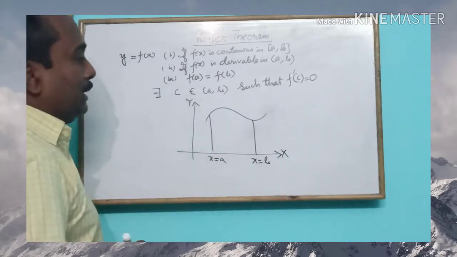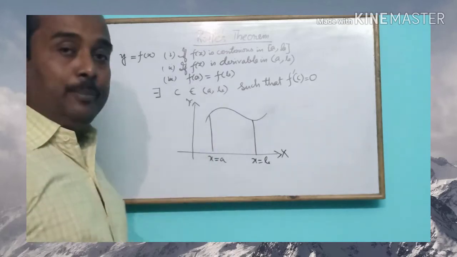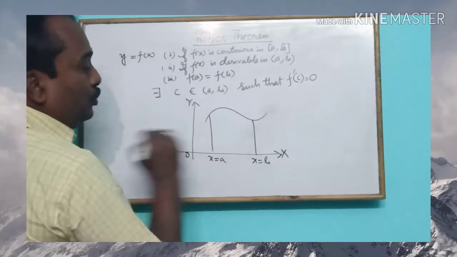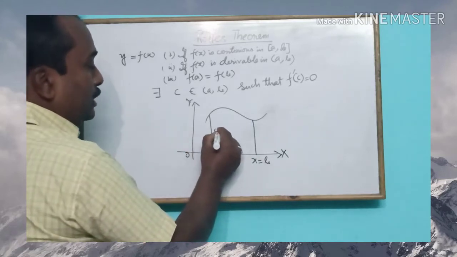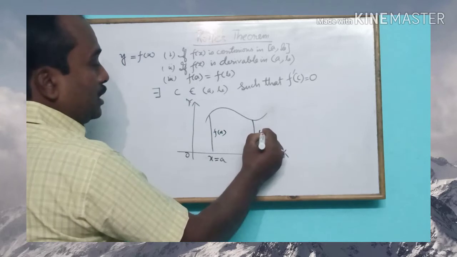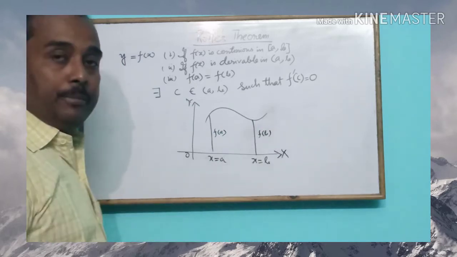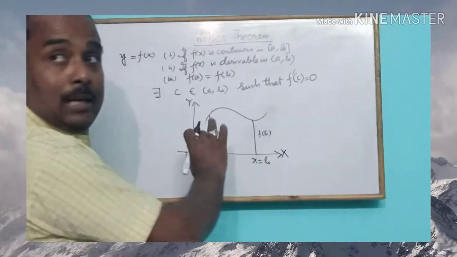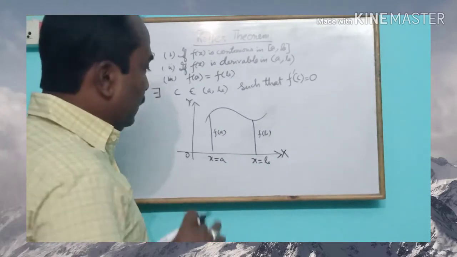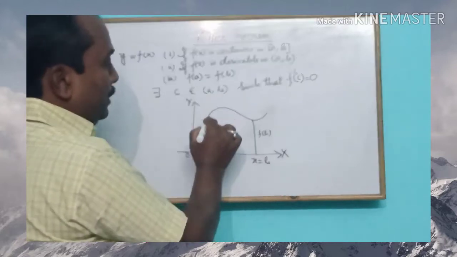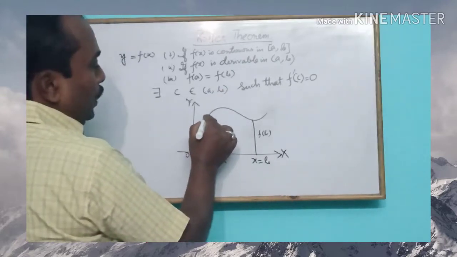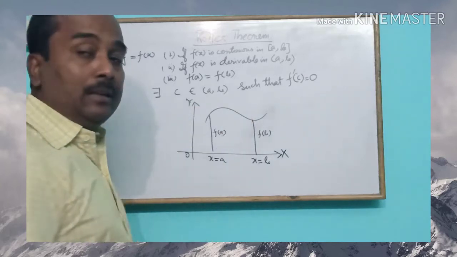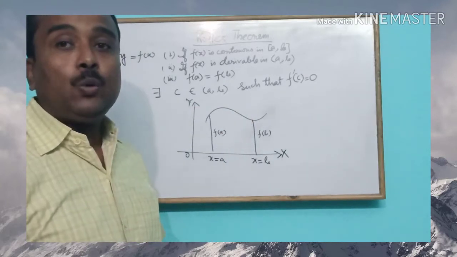Third point, that is f(a) equal to f(b). Now if x is equal to a is here and x is equal to b is here, then this obviously becomes f(a) and this becomes f(b). So these two parts are equal. That means the ordinates are equal. f(a) equal to f(b) means the ordinates are equal. So if these three conditions hold, then f'(c) is equal to 0.